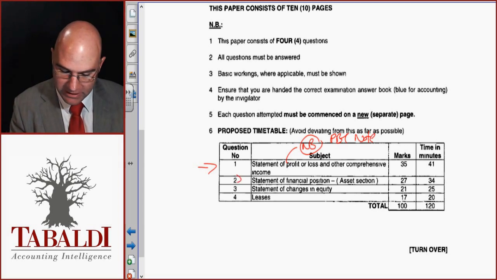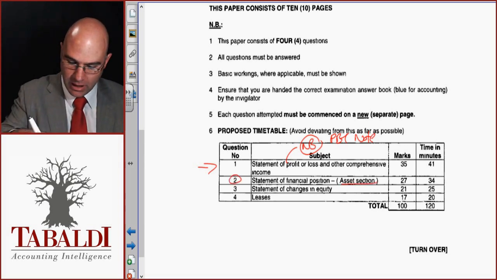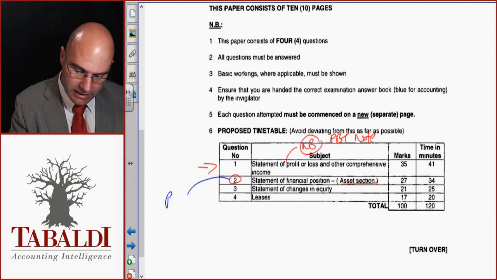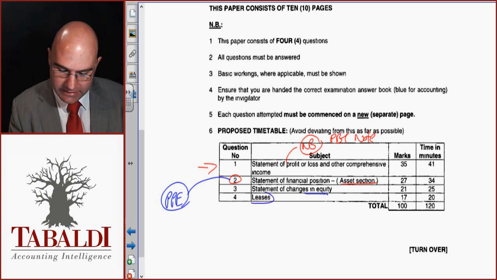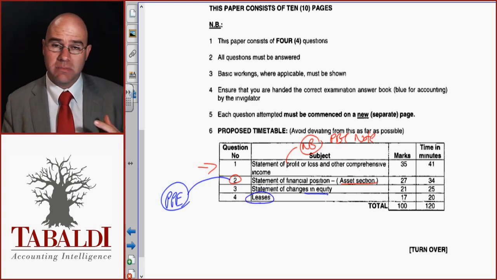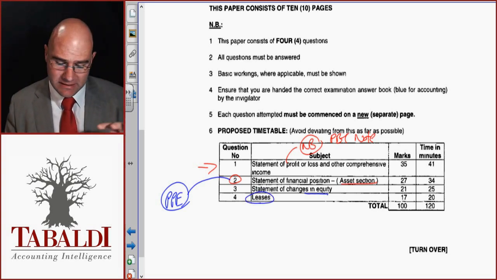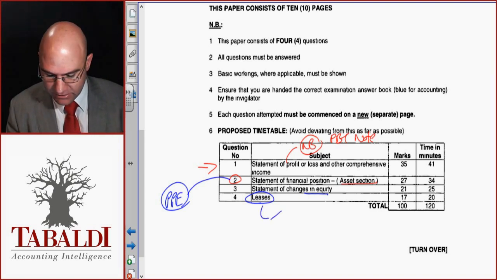Then your statement of financial position. They said asset section. And what you're going to look out for here is there will be some disclosures required on the PPE note. Statements of changes in equity and leases. Financial instruments might come up. Might do PPE as a separate section. But leases, in this example specifically, you have to do some journals.